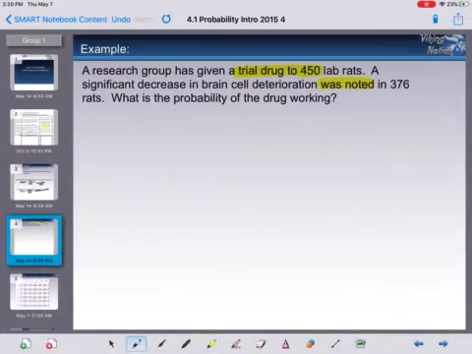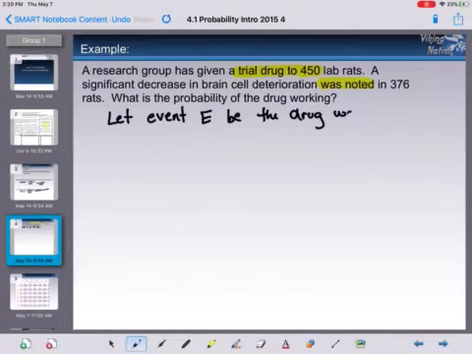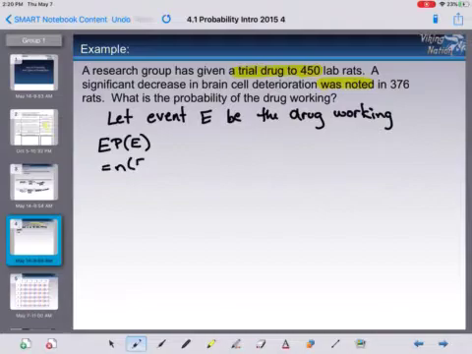So we can define our event if we would like, instead of writing all the words. So I could say, let the event E be the drug working. I could have also just put drug working in my brackets. That's fine as well. So probability of the event happening, and this is experimental probability, is equal to the number of trials where it worked over the total number of trials. Number of trials where it worked are 376 over 450 total trials.